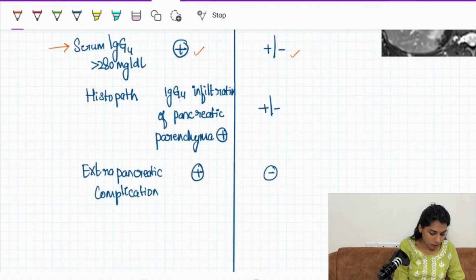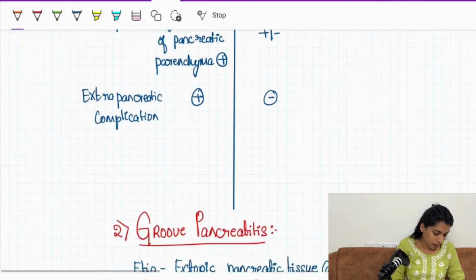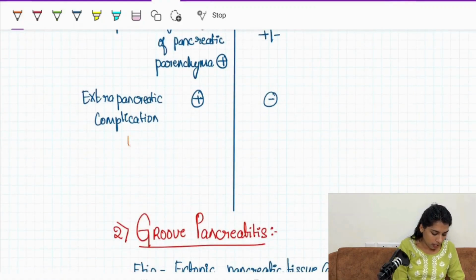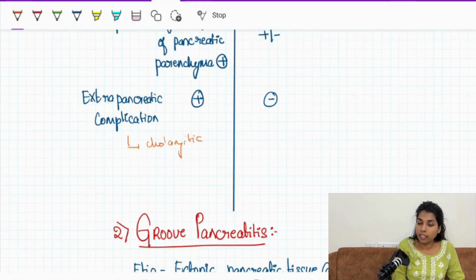On histopathology, if you're seeing an IgG4 infiltration of the pancreatic parenchyma, it is most likely type 1 and you would not see infiltration in type 2. Coming to extra pancreatic complications like IgG4 induced cholangitis, iritis, retroperitoneal fibrosis, renal lesions. There are various other lesions. We'll discuss IgG4 in a different video. So if you're seeing any of these extra pancreatic complications, it is most likely type 1. If you're not seeing any extra pancreatic complications, it is most likely a type 2 autoimmune pancreatitis.